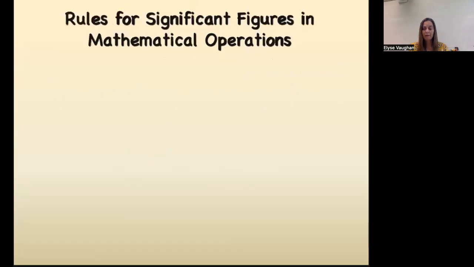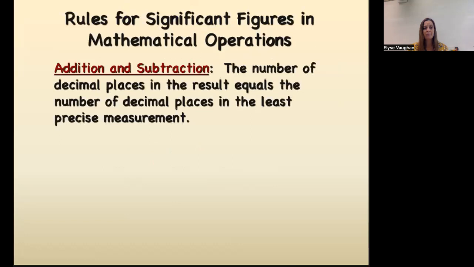The slightly more complicated mathematical operations, believe it or not, are addition and subtraction. In addition and subtraction, we have to go back to remembering what the sig figs tell us. In addition and subtraction, the number of decimal places in the result is the same as the number of decimal places in the least precise measurement. In fact, the last common place that they have is where you have to round.